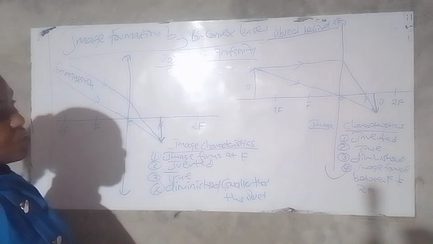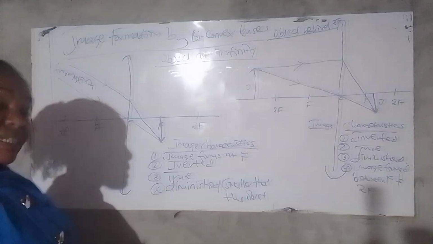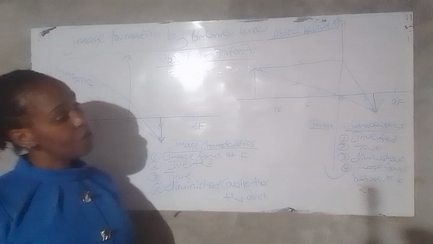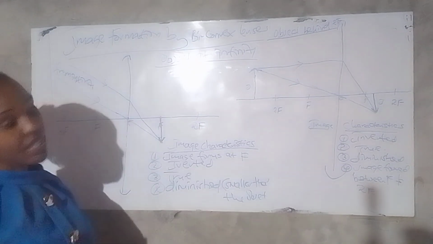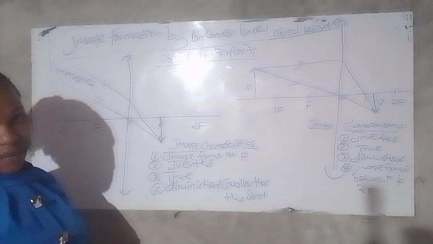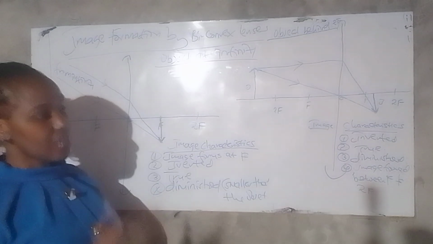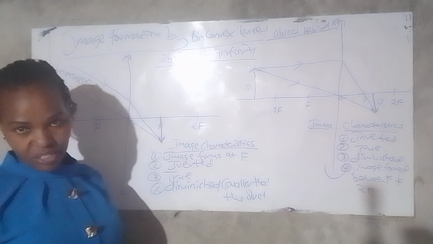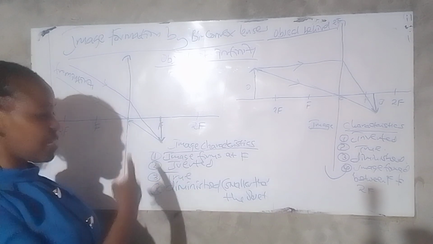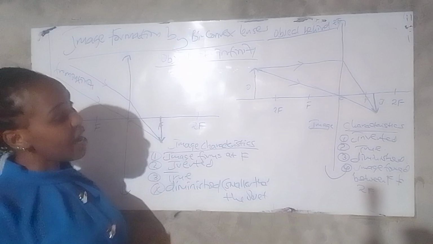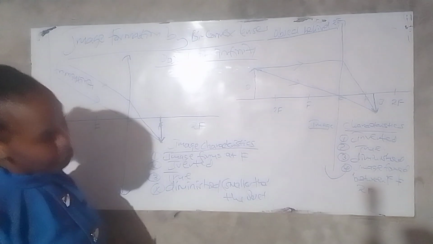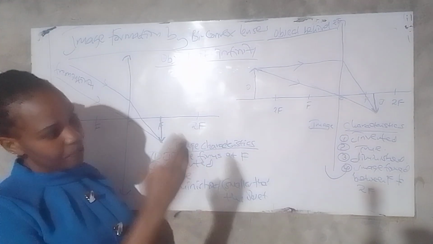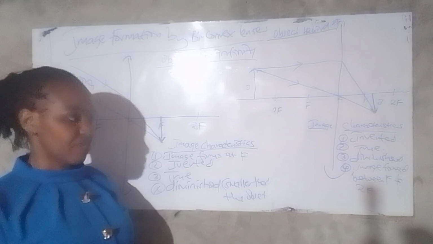So we have formed two images already, of an object at infinity and of an object that is behind the center of curvature. In both cases, our images are inverted. They are true. They are diminished. But the one at infinity is forming at F, while the one that is behind the center of curvature is forming between the principal focus and our center of curvature.